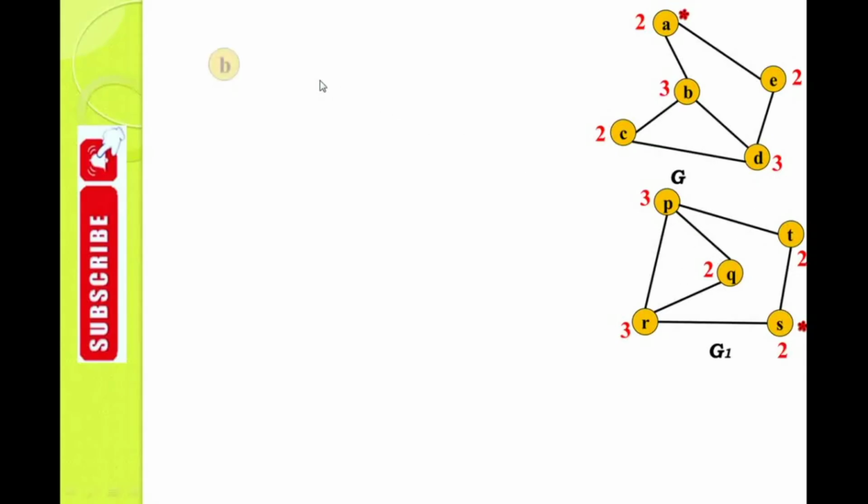Now I am going to choose a vertex B. It has degree 3. What are the adjacency vertices of B? There are 3 adjacency vertices of B. One is A, another one is C, another one is D. What is the degree of A? Degree of A is 2. What is the degree of C? Degree of C is also 2. What is the degree of D? Degree of D is 3.